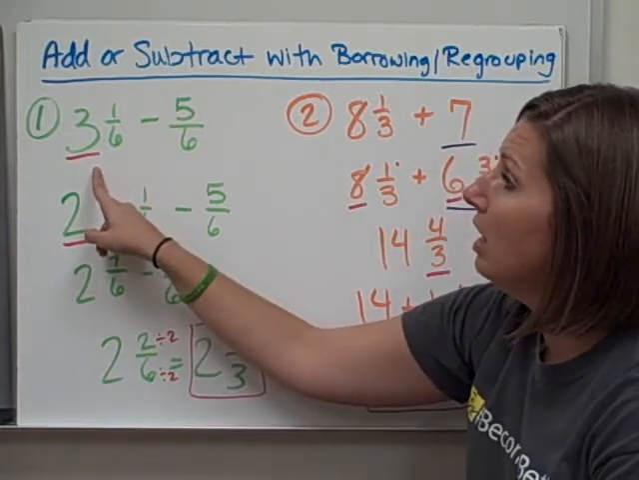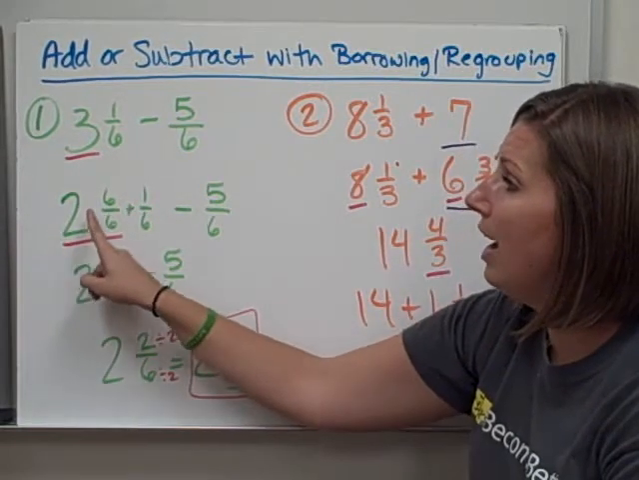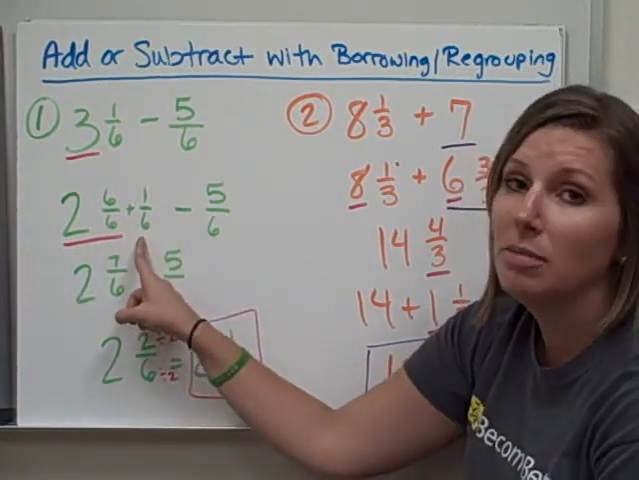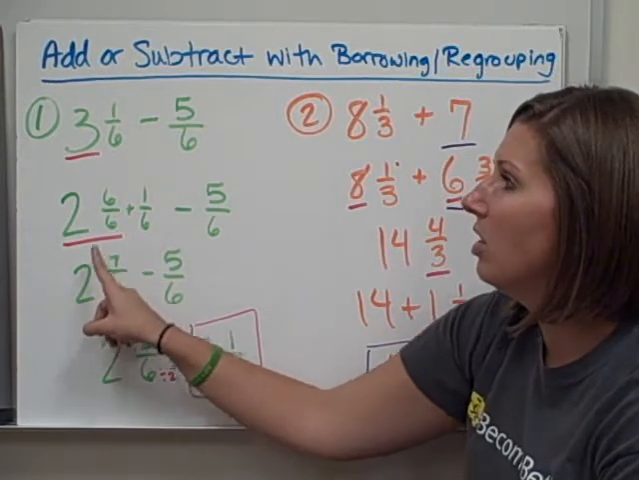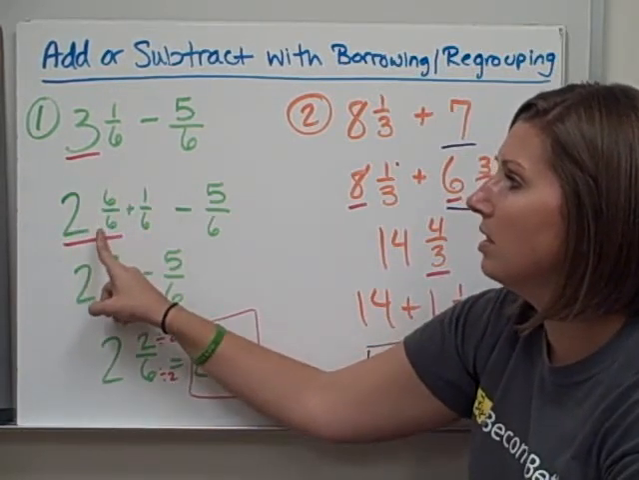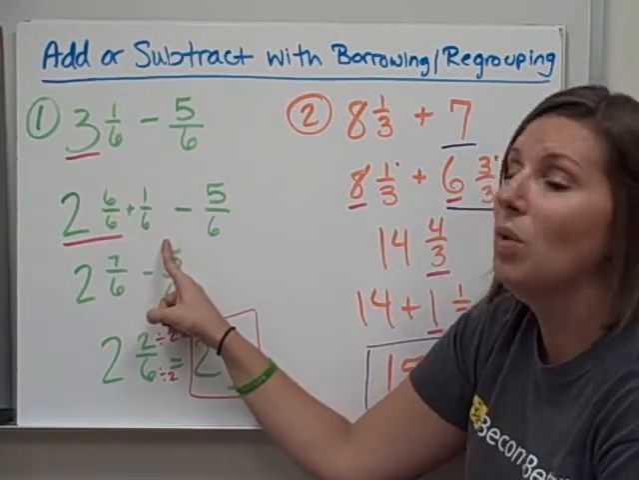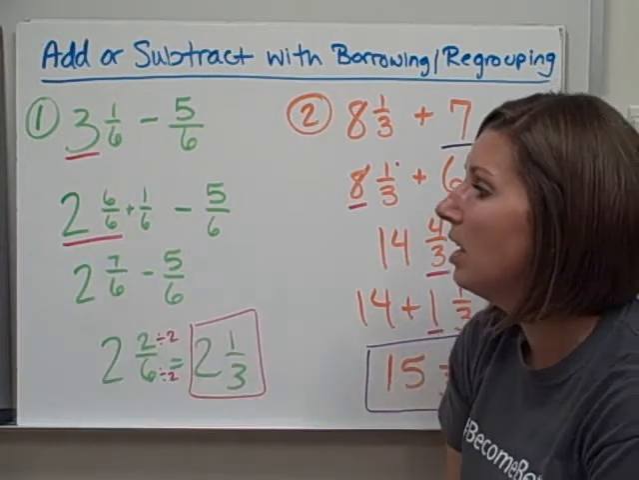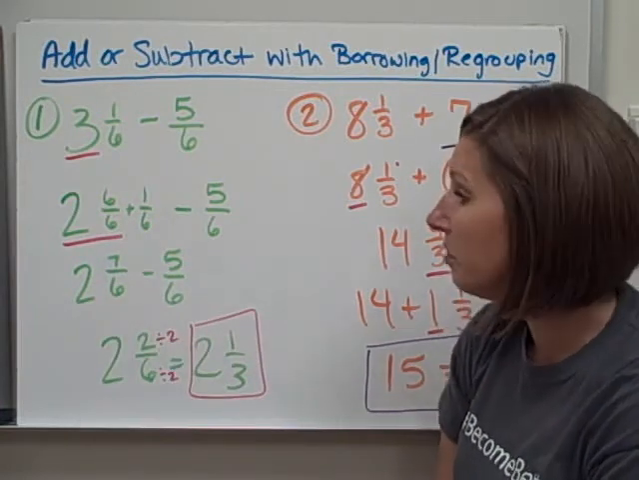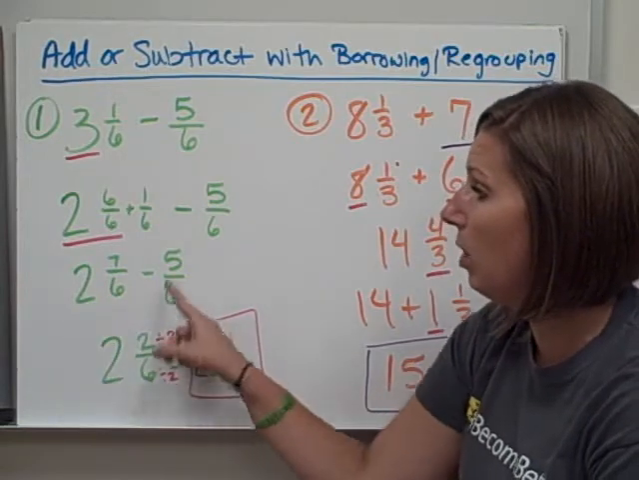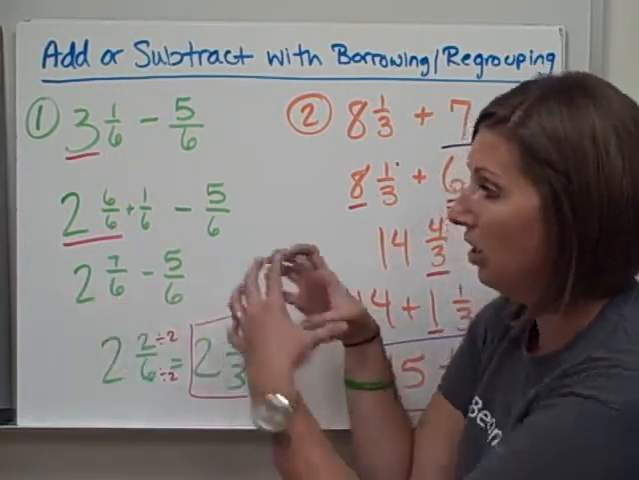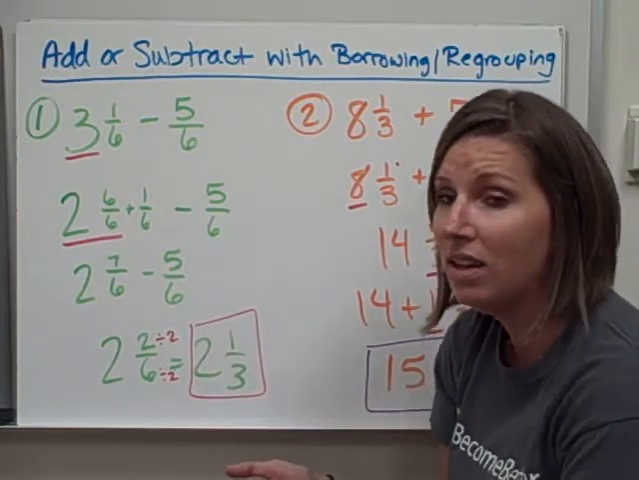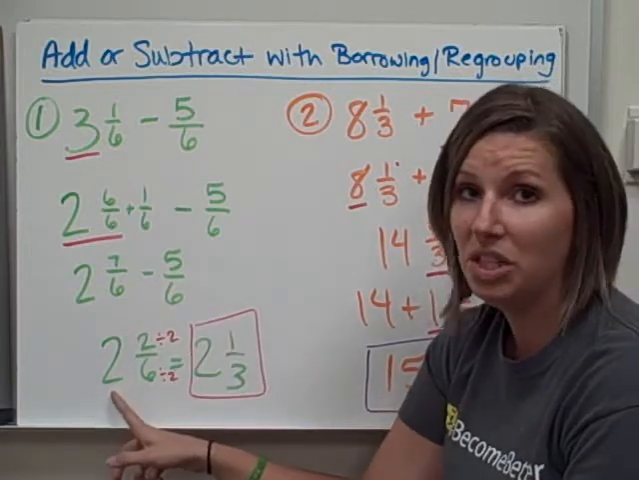So I borrow from the 3, and I make it 2 6/6. I choose 6 so that it matches my other denominator. So 3 becomes 2 6/6, and I'm bringing with it the 1/6 that I had and combining that together to make 2 7/6. Now I can subtract. 2 take away no wholes is still 2. 5/6 does not have a whole number with it. So 2 take away 0 is still 2.